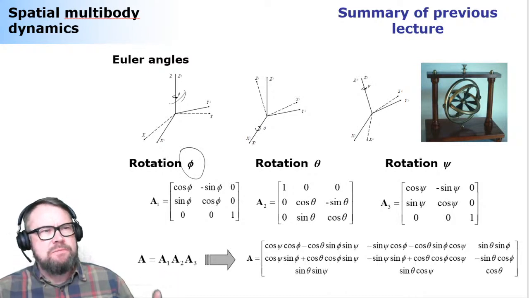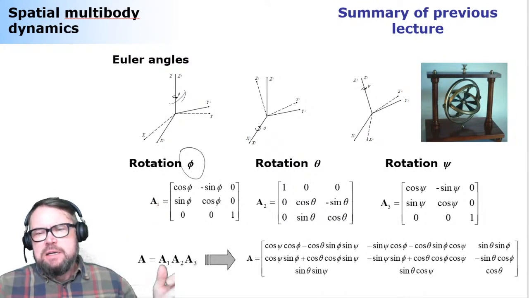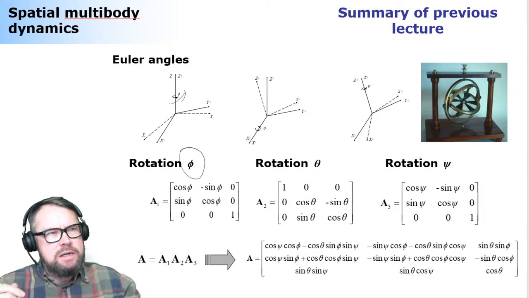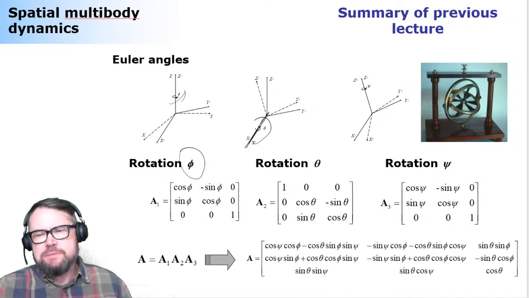Okay, so that amount of first rotation will take place around the Z-axis. Then once we have a rotated coordinate system, we're going to introduce the rotation around the X-axis. The amount of that rotation is theta.